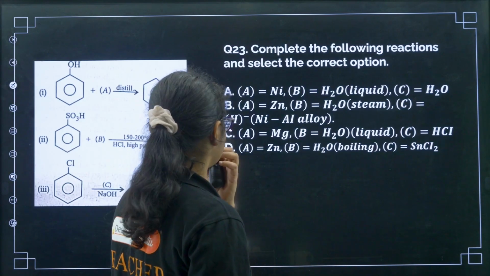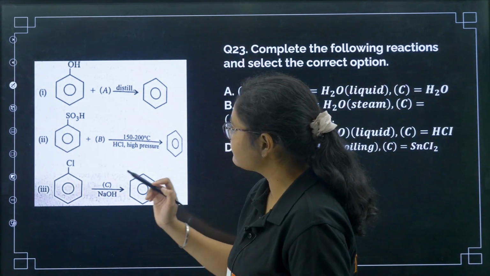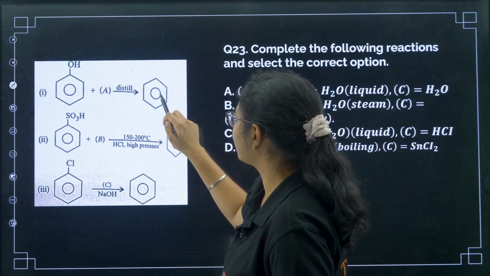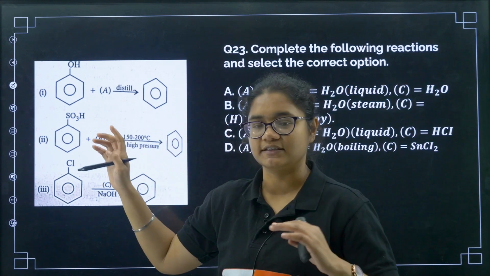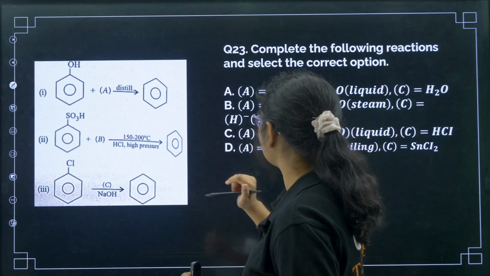Next, complete the following reaction and select the correct options. Here you have OH and you are treating it with something, you are getting phenol. That we just discussed in the last class in the preparation of phenol. So if you use zinc, it will happen, right?